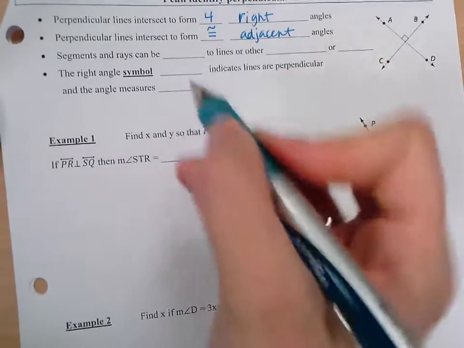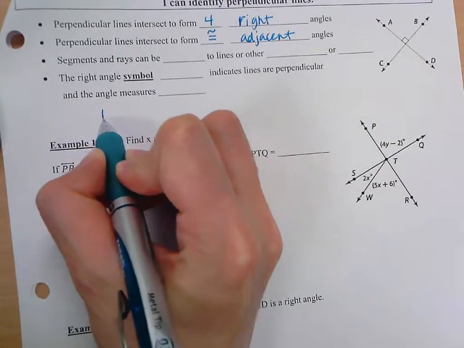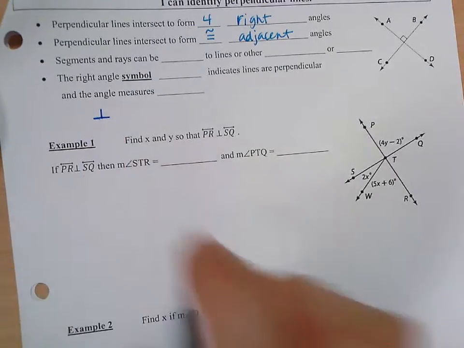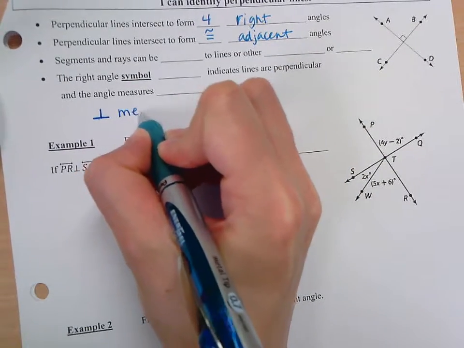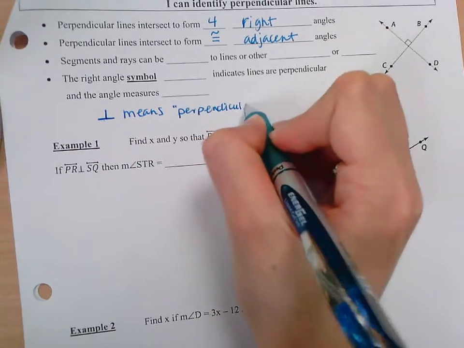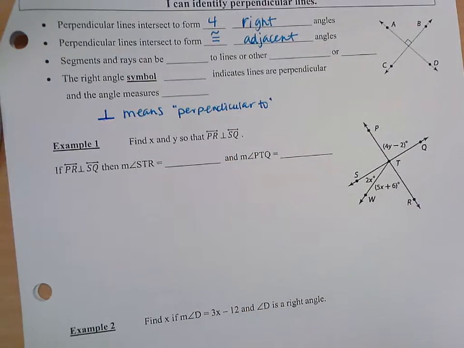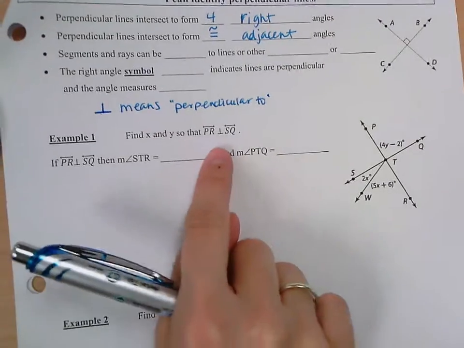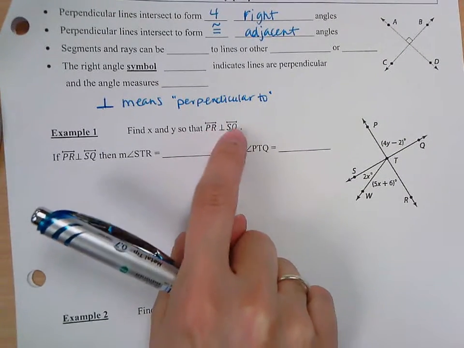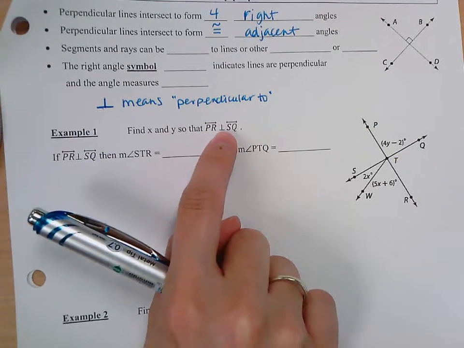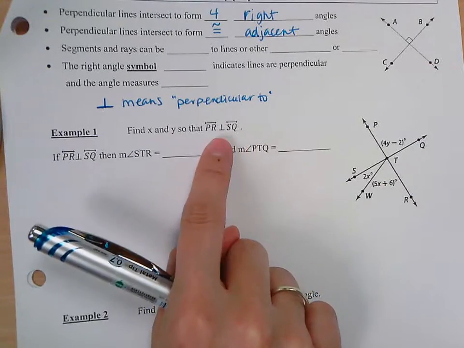Now I am gonna put a symbol here, but I'm gonna write it down here first. And you might have seen this in algebra because I know you did write equations of perpendicular lines. The upside down capital T, this is the symbol for perpendicular. So this means perpendicular to. Notation-wise, if you look at example 1, we're not at example 1 yet, but if you look at that notation, this is line PR is perpendicular to line SQ. So that's the notation for it.